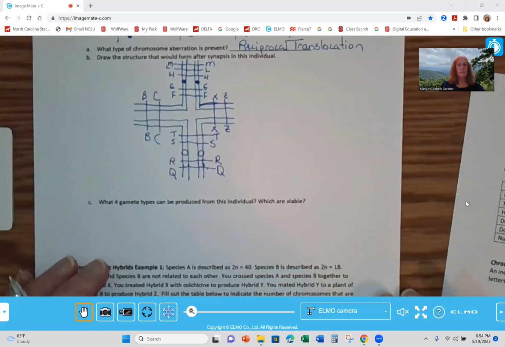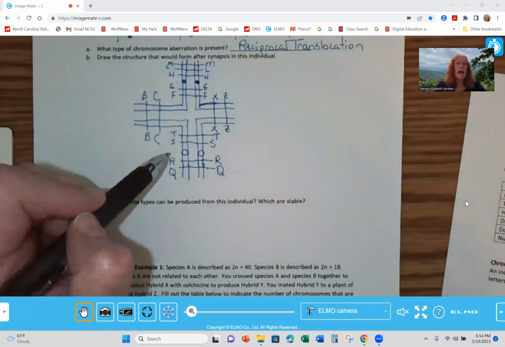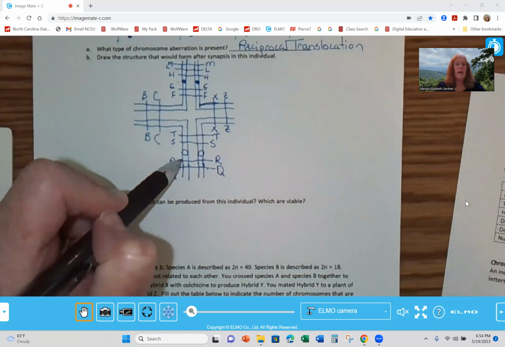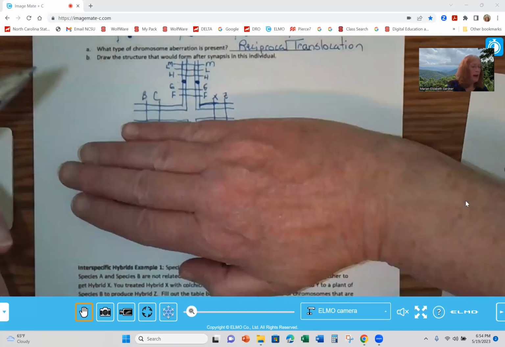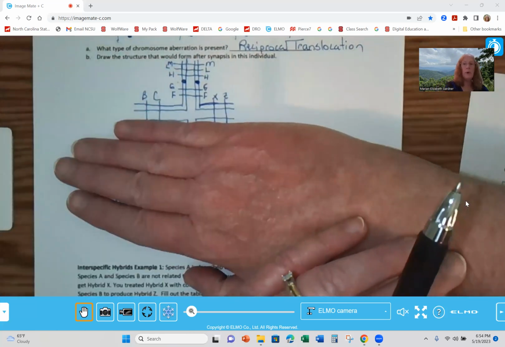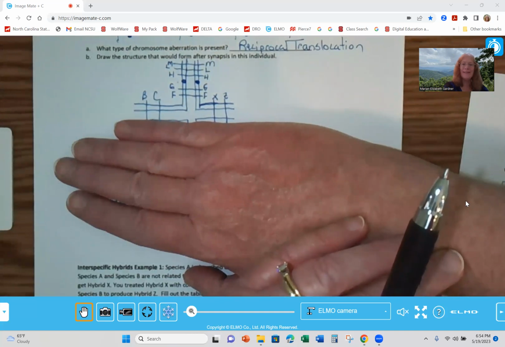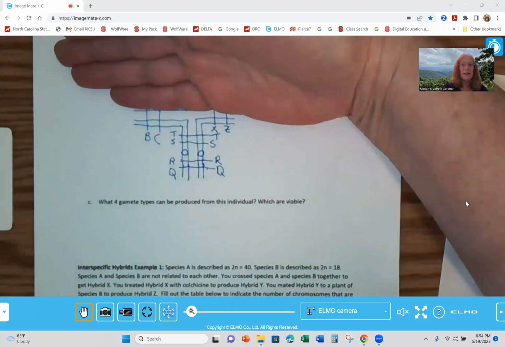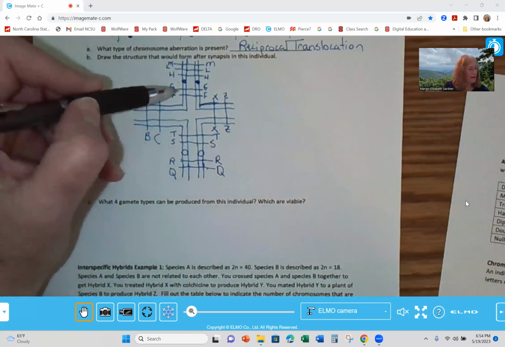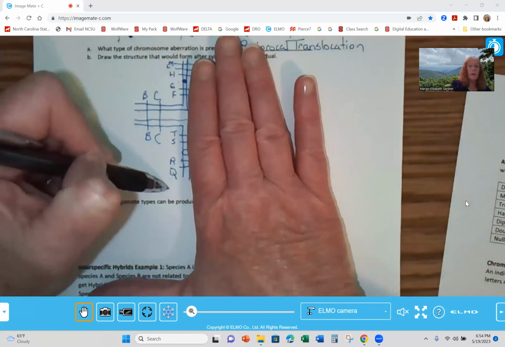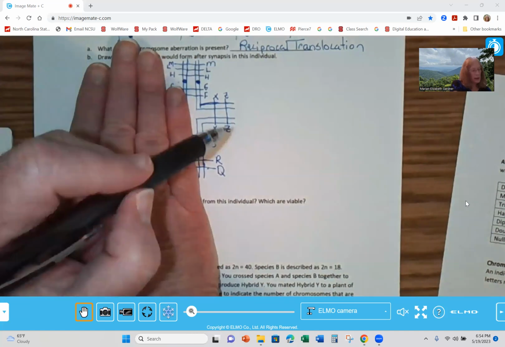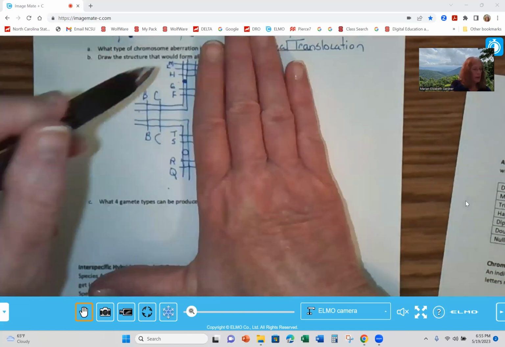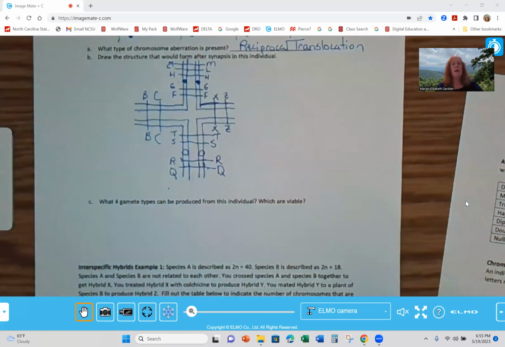Now gamete formation. When the gametes are formed, every gamete has to have a closed centromere and an open centromere. And that's just based on Mendel's law of independent assortment. So we would not have these two going to the same pole. That would be non-disjunction. We won't have those two going to the same pole. They both have the open centromere. That would be non-disjunction. But we could have the two on the left going to one pole and the two on the right going to another. Closed, open. Closed, open. So let's draw what that would be.